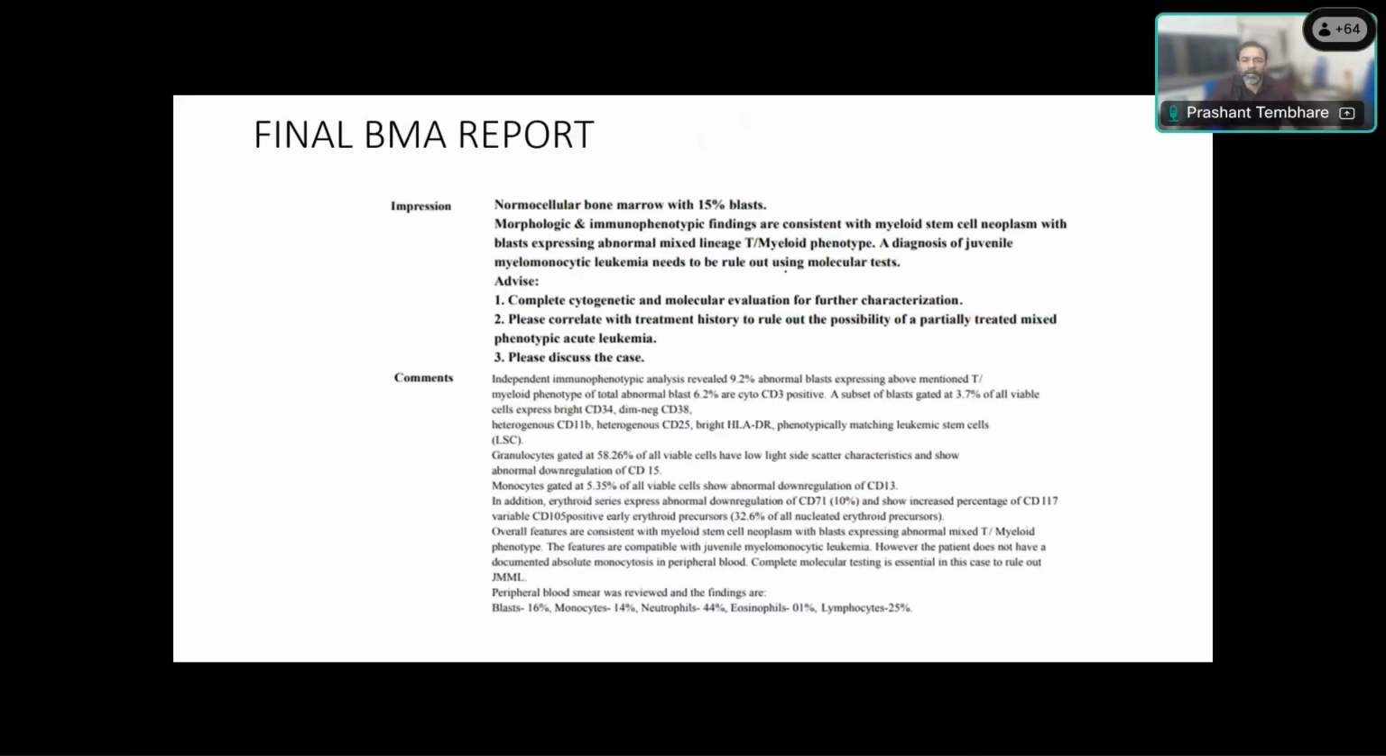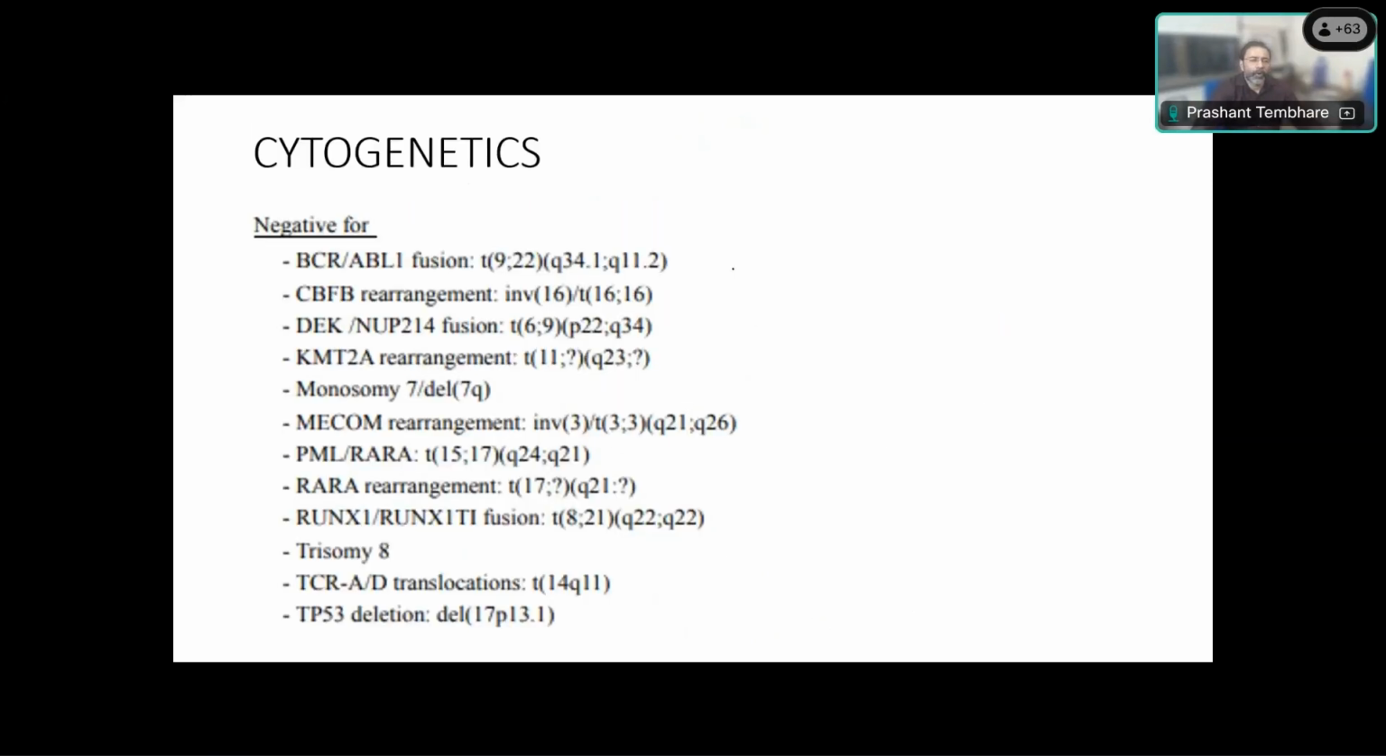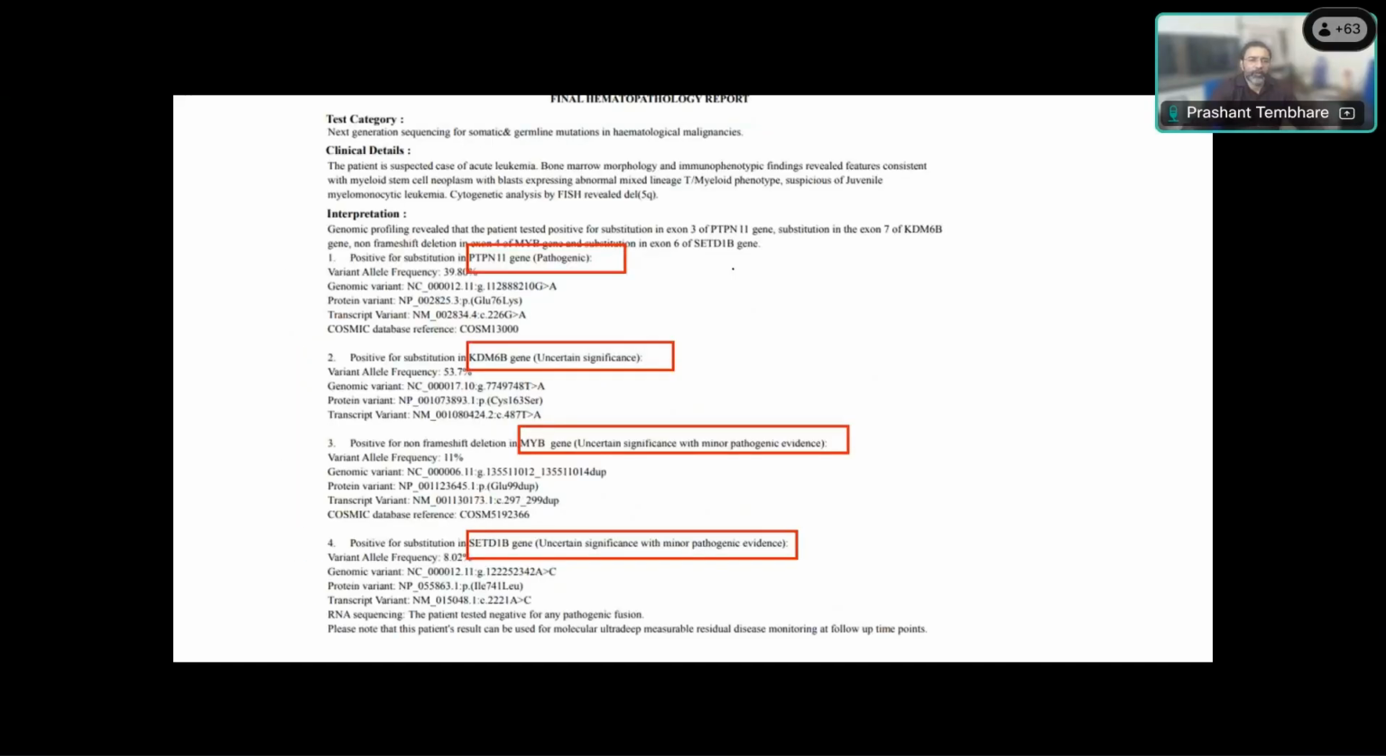We have given the diagnosis of JMML. Here you can see the diagnosis of juvenile myelomonocytic leukemia was given. And cytogenetics was negative, and for molecular you can see the PTPN11 mutation in addition to the additional mutation that was there. So to highlight that even the JMML showed abnormal dyspoiesis in both blast as well as granulocyte and monocytic component.